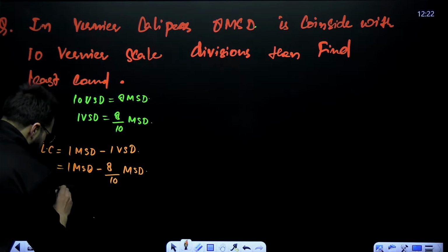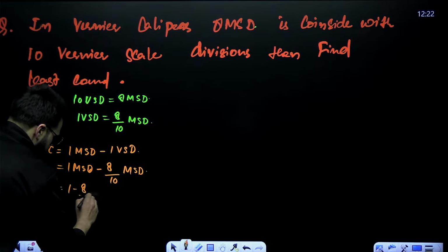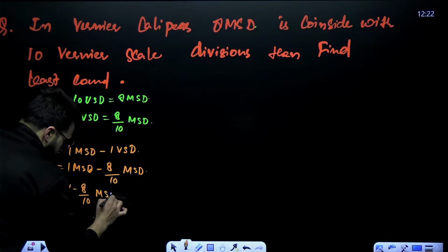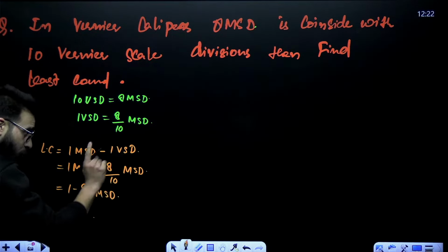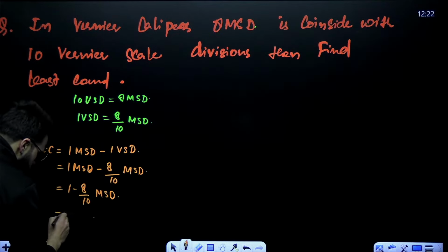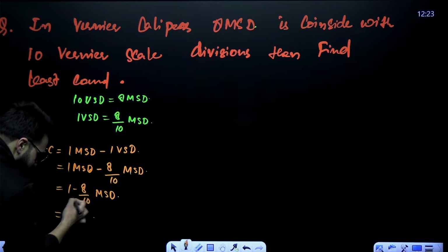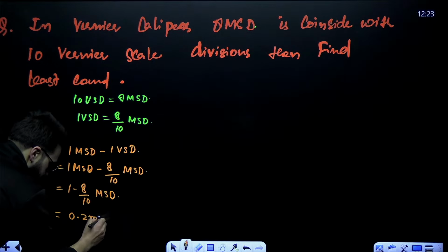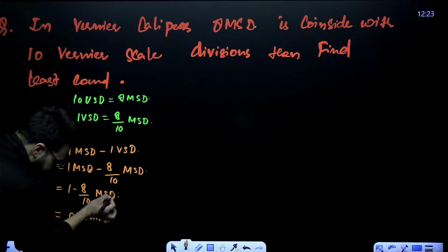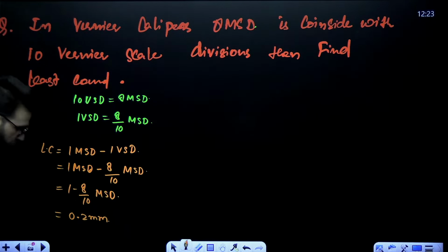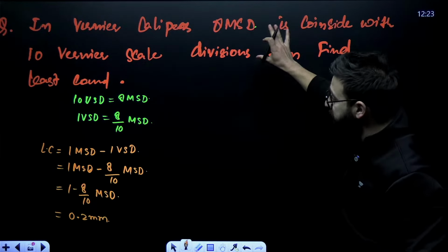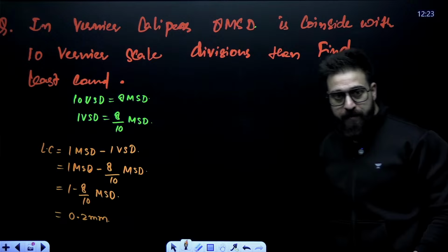So you can say this is 1 minus 8 divided by 10 MSD. Guys, 1 MSD means 1 mm. So this will come out to be 10 minus 8 is 2 by 10, that is 0.2 mm. Instead of MSD you write mm, and this will come out to be 0.2. So the least count of this vernier caliper is 0.2 mm.